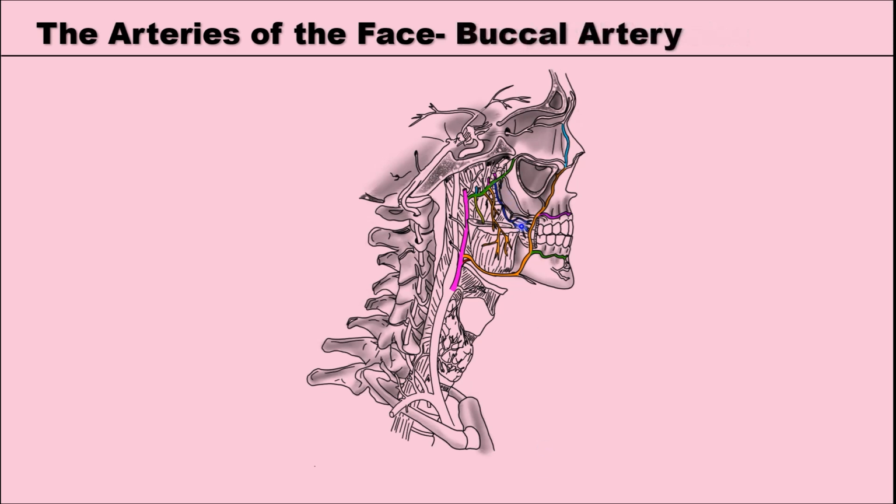We have the buccal artery here, which is going to supply the buccinator muscle, one of the muscles of facial expression and the muscle that helps us to push our food from our vestibule onto our teeth for chewing. Remember though, although used during chewing of food, this is not a muscle of mastication.